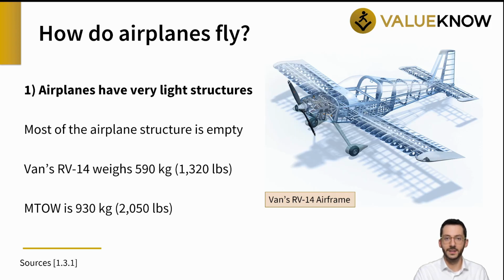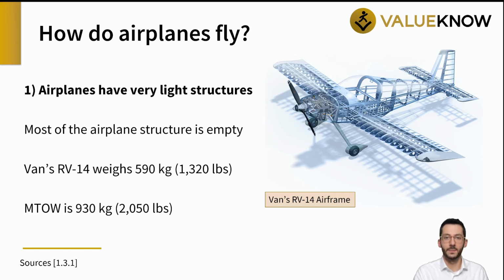Compare this to a Tesla Model 3, which weighs around 3,900 pounds or 1,800 kilograms, or a Ford F-150, which typically weighs around 5,000 pounds. Now, this is a key aspect of how airplanes can fly, simply because they weigh less than one might expect. Even some weigh less than cars.